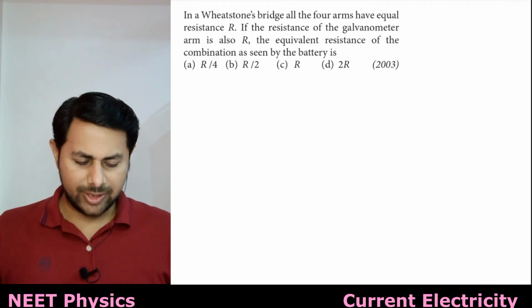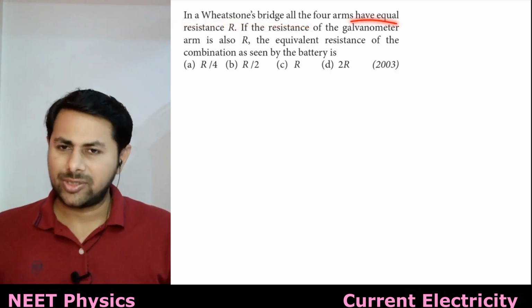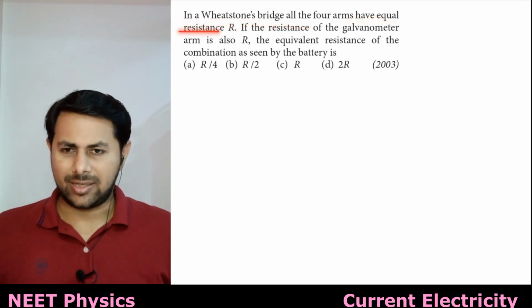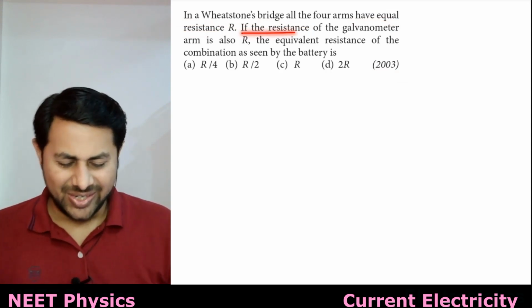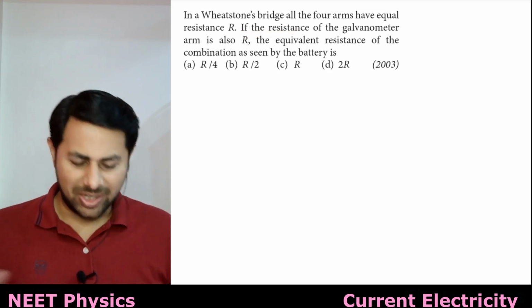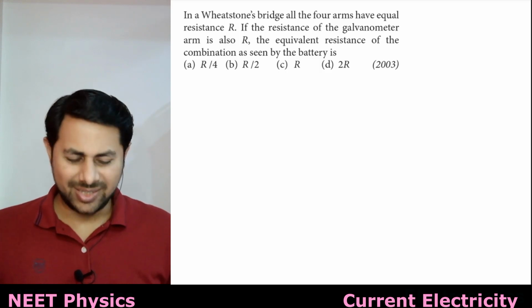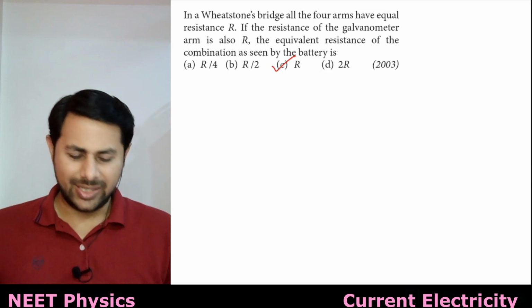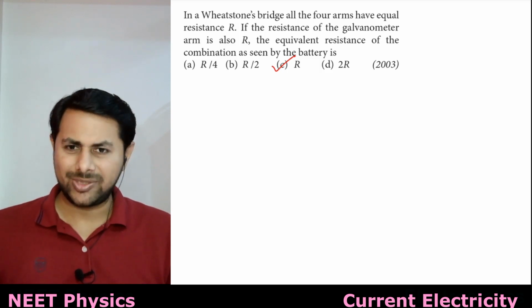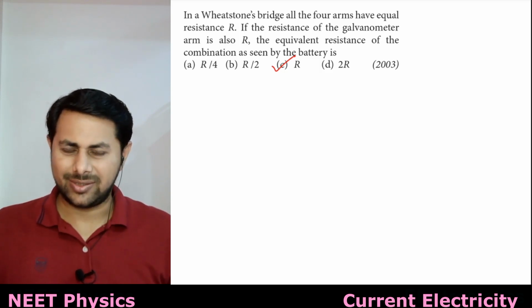And that is precisely this next question. In a Wheatstone's bridge, all four arms have equal resistance R. If the resistance of galvanometer arm is also R, the equivalent resistance of the combination as seen by the battery is R, right? Equal resistances are connected in four arms, then the equivalent resistance is just equal to R. Okay, this is clear. We have just seen this.